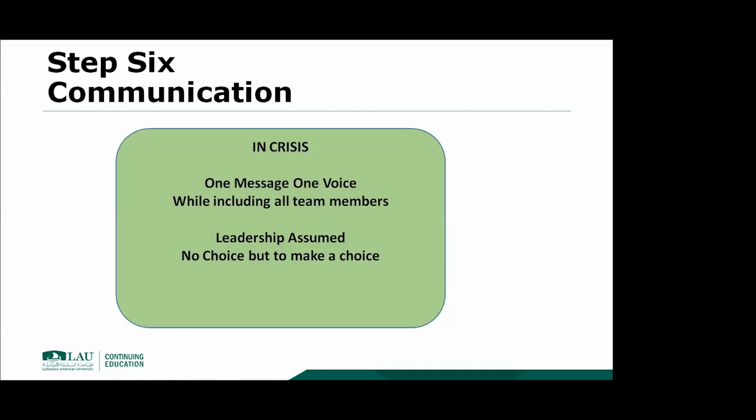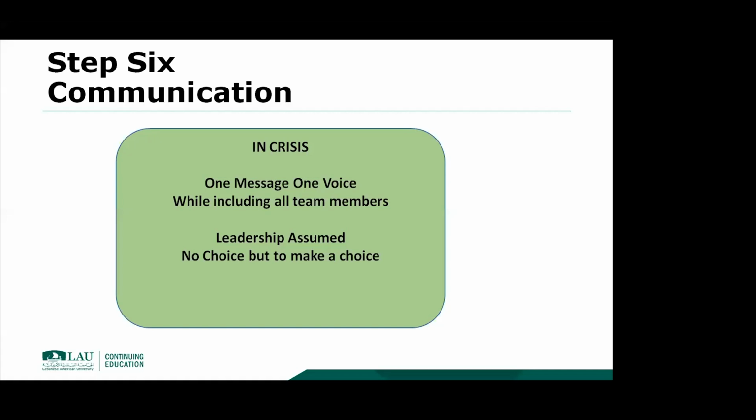And to do that, we have to include team members. We have to include everyone, the family, the kids, the parents, everyone who's involved in your plan has to be there. We have to have one message, one voice, and you have to assume leadership on a personal level. We're going to discuss this notion of leadership in a bit, but I want you to know that in times of crisis, you are assumed to be leader. You are responsible for your actions. Your actions will affect others. Every one of us is a leader in times of crisis.